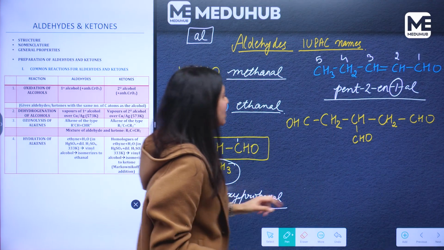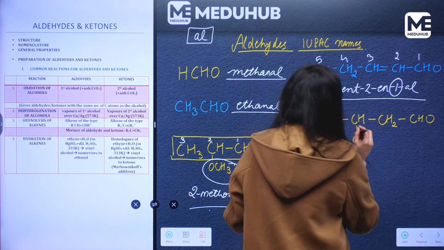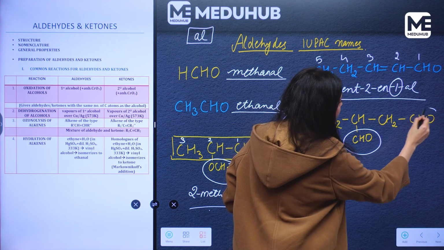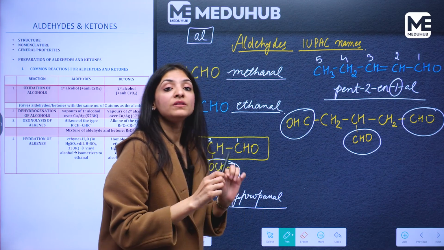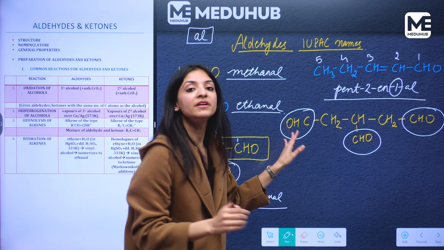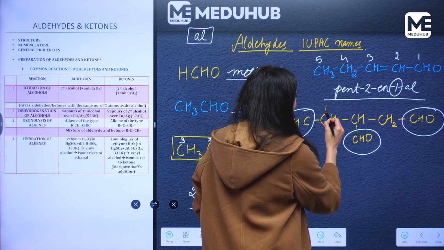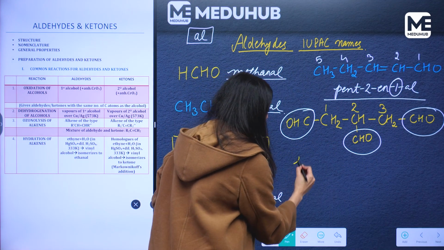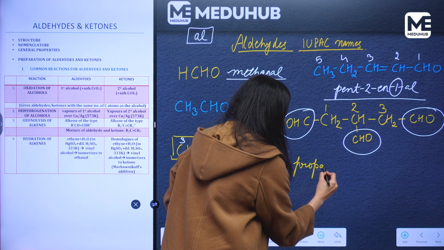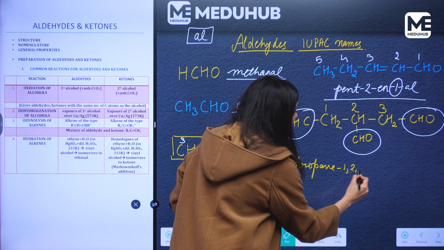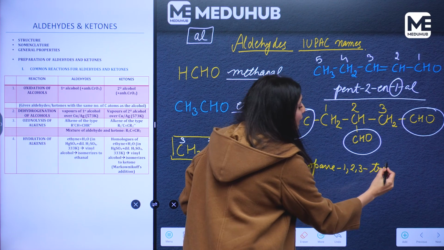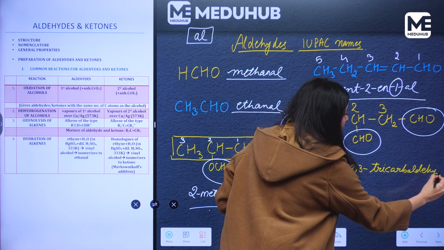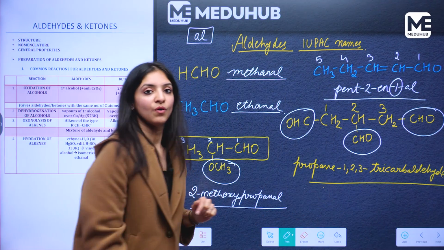Alright. Now this example here. Here you will see that there are 3 aldehyde groups. Okay, now all 3 of these have to be given equal priority. So we will just number the carbon in the chain here, 1, 2, 3. So this is propane, 1, 2, 3, tricarbaldehyde.